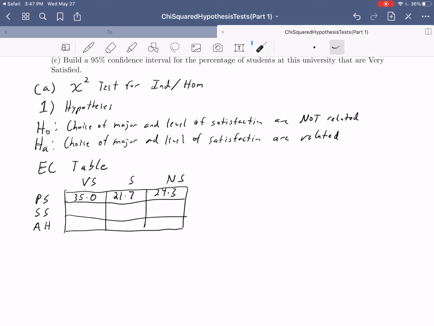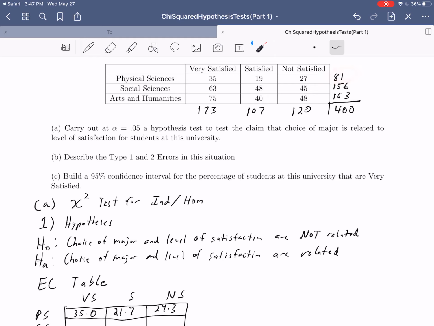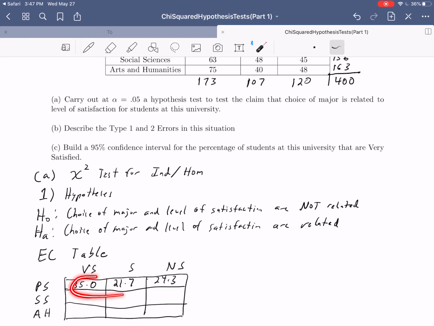Now, we don't need to worry about these totals out here, but just to make sure you have a sense of what the expected counts table is doing, if you add up 35.0, 21.7, and 24.3, you are still going to get 81. The reason is we're not saying that we expected different amounts of physical science students. We're saying that this is how we think they should have been distributed if there was no relationship between their choice of major and level of satisfaction.